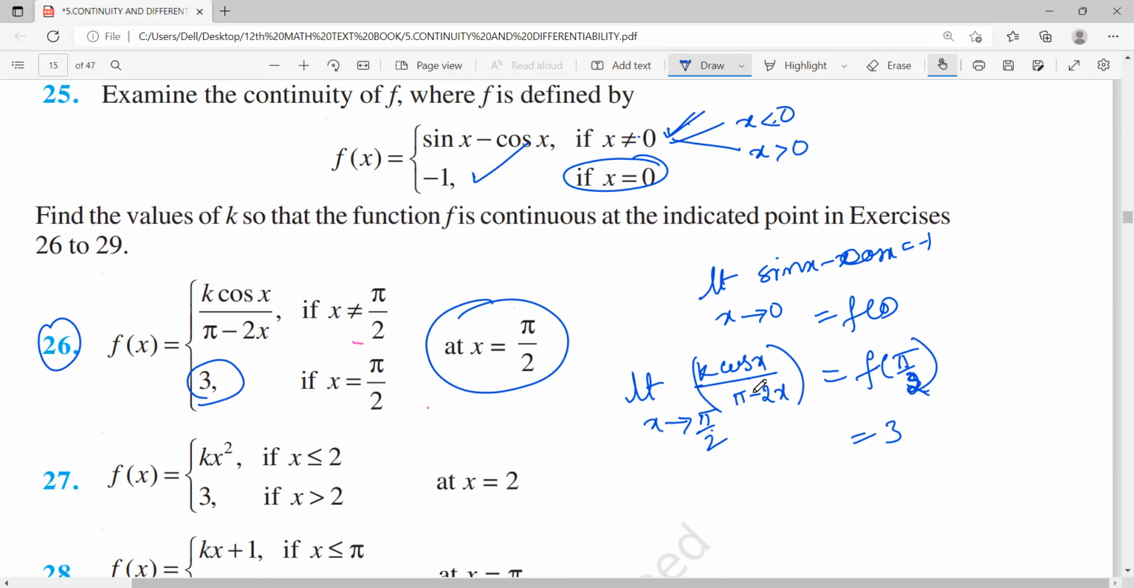The denominator would become 0 in that case. Exactly, so 0 by 0 form, an indeterminate form. Therefore, pi minus 2x you assume as some y. Then 2x equals pi minus y, so x equals pi by 2 minus y by 2.